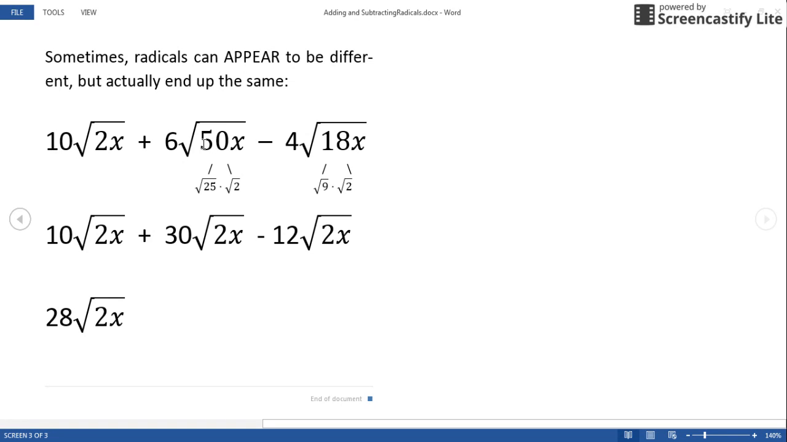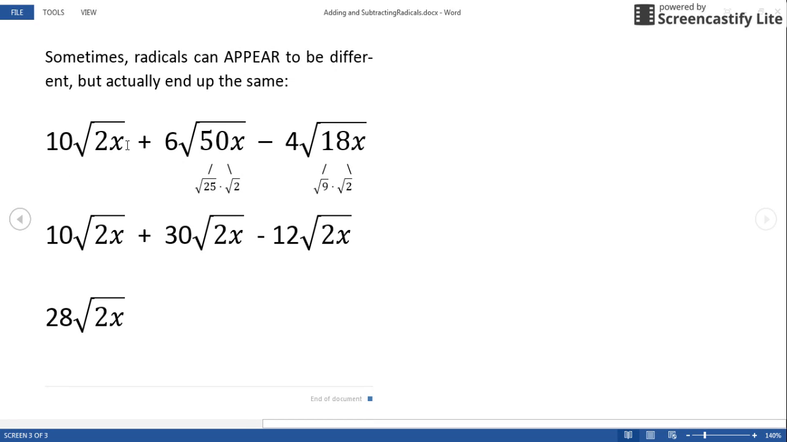It does. 50, if you divide by 2, goes 25 times, and notice that 25 is a perfect square that can be simplified. Same thing back here. 2 goes into 18 9 times, and 9 is a perfect square. It had to go a number of times that would be a perfect square in order for us to be able to simplify the radicals.